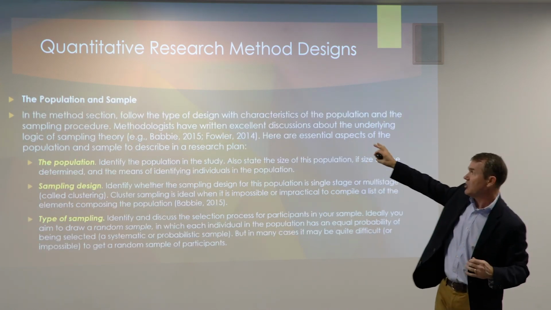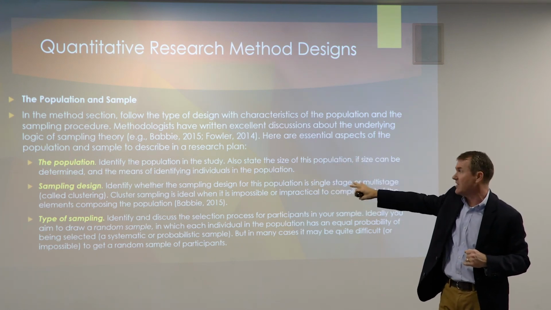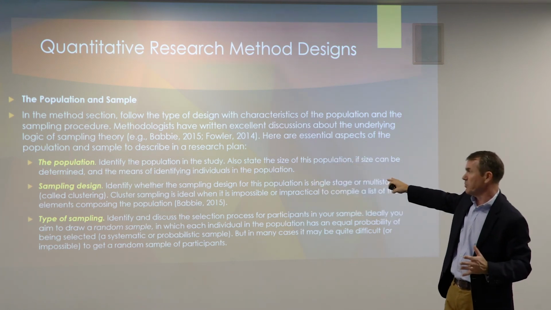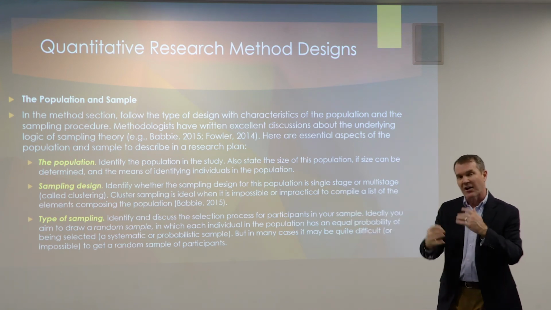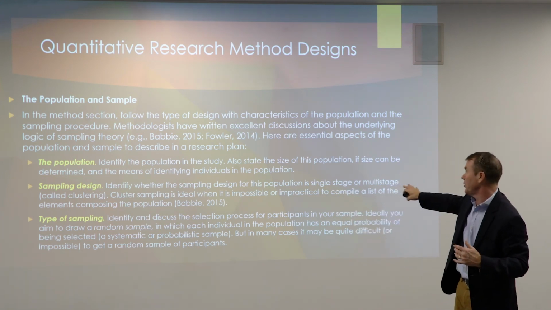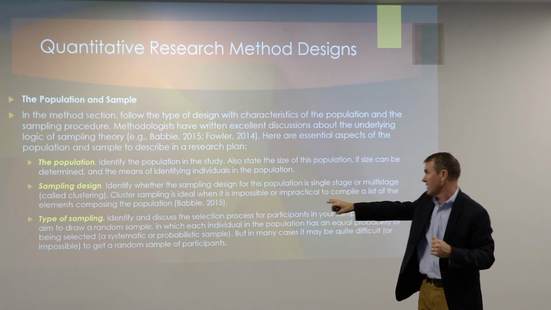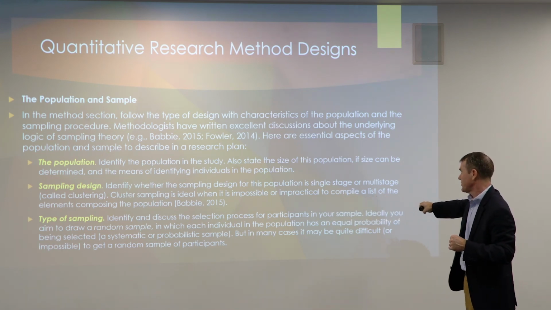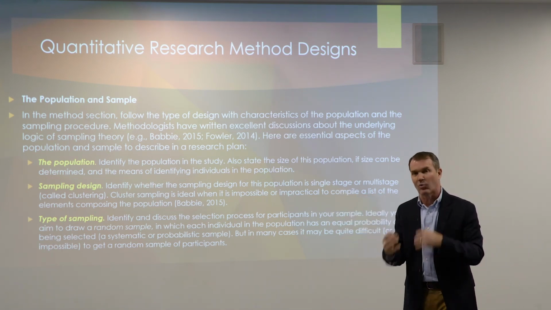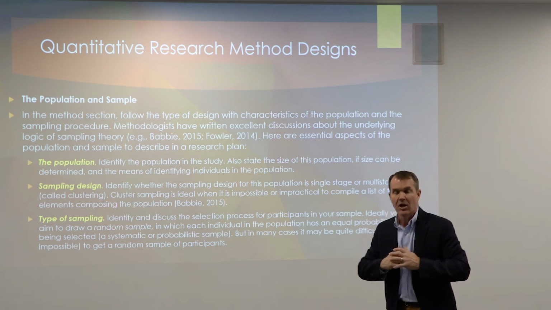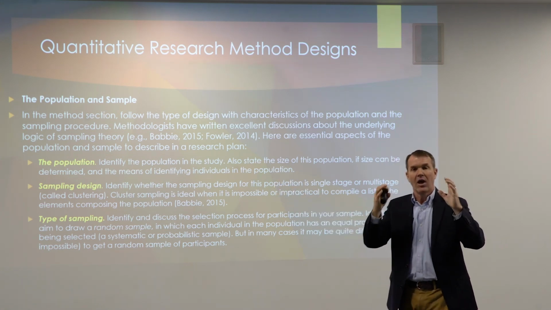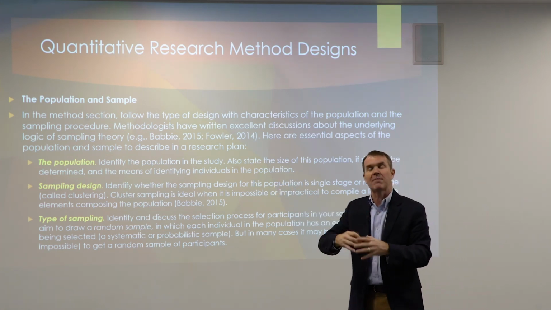when you're looking at the survey design, you're going to be looking at the population and the sample. The population is the group in the study. The sampling is how you found that, how you're going to sample, and what you're going to do. And then the type of sampling. It's the type of process for the participants in your sample. Ideally, you're going to draw a random sample.